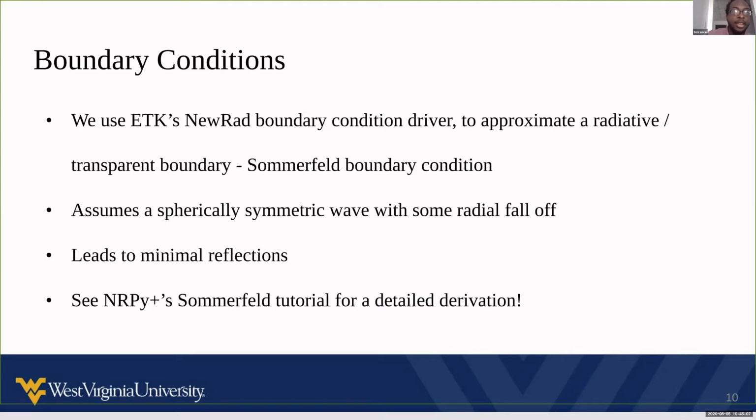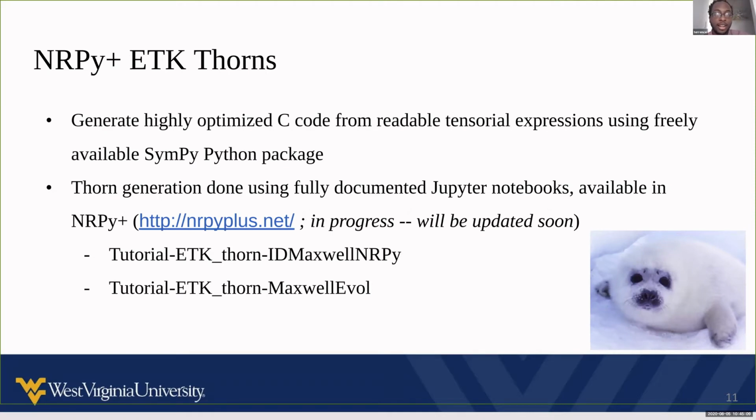Okay. So now I'll just talk about how we generate the ETK thorns. So as Zach mentioned before, NRPy just generates highly optimized C code from really readable tensorial expressions, which allows us to minimize human error, like bugs and so on. And we use the freely available SymPy package in Python. And again, all the thorns are fully documented. And these 2 thorns will be updated soon on the NRPy page.